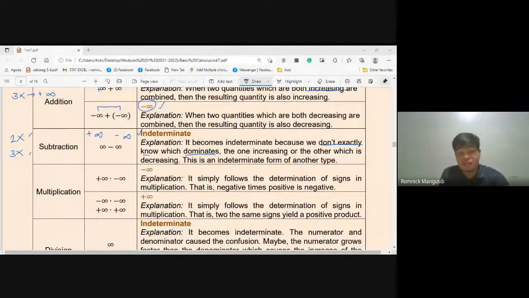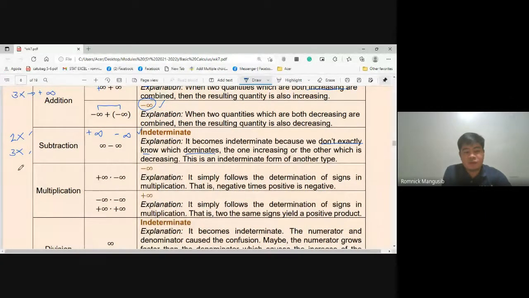Obviously, si 3x. Mas mabilis yan. 3 times x ba naman? Yung isa, doblehin mo lang. Yung isa, triple daw. So paano kung nagkataon, you have 2x minus 3x. Parang yun yung gustong sabihin.